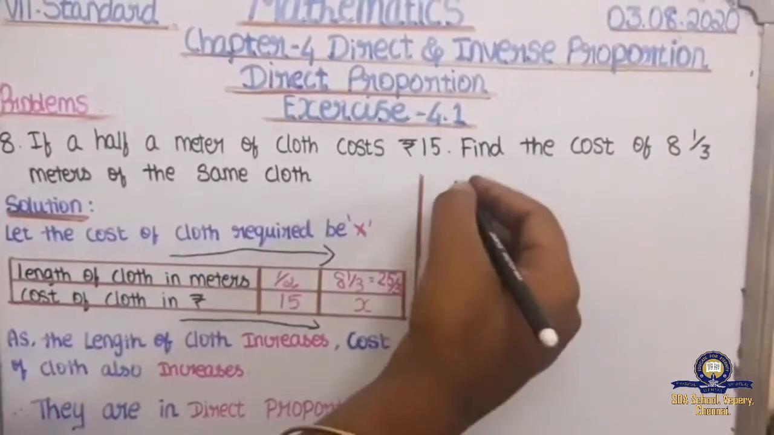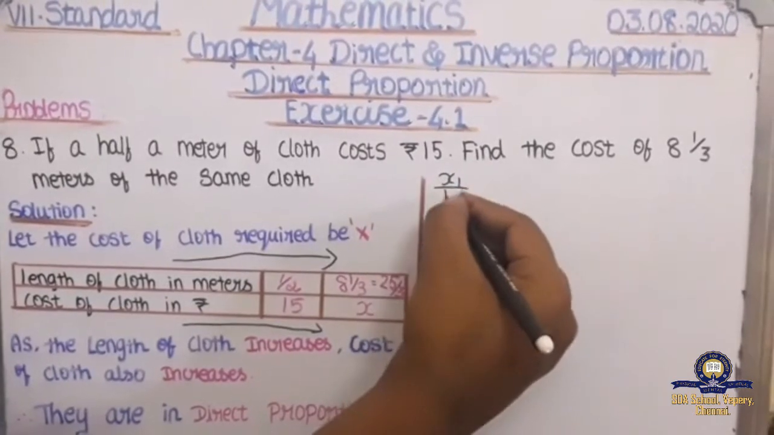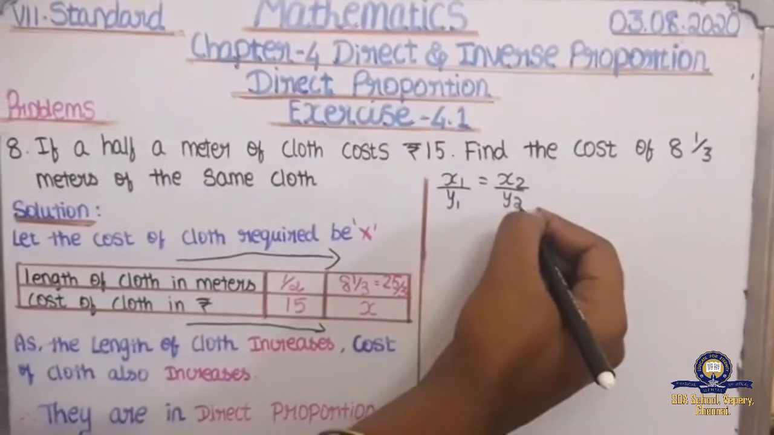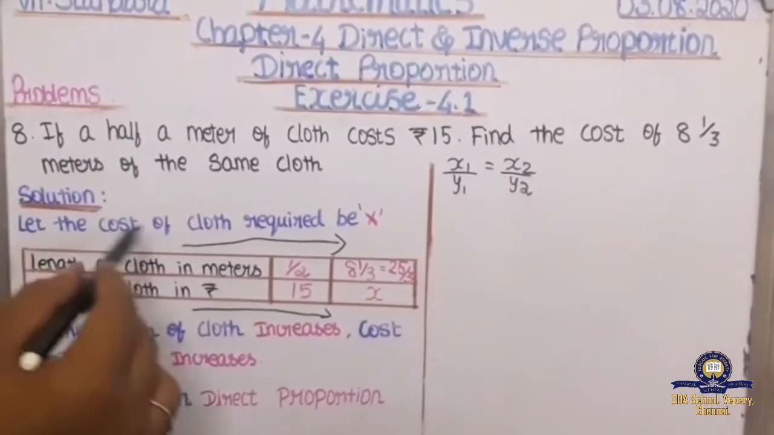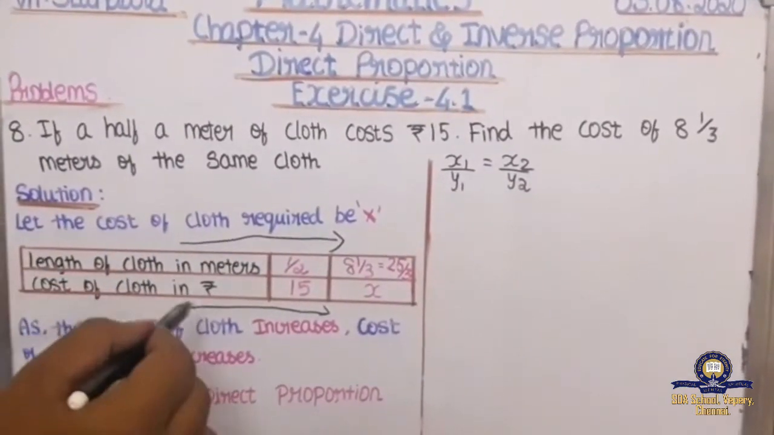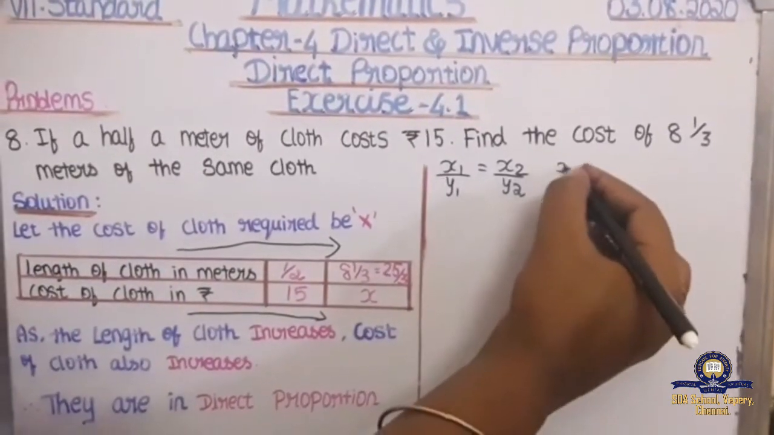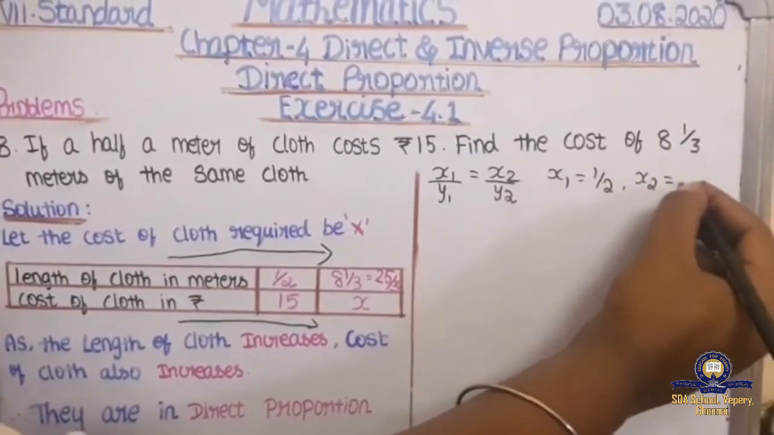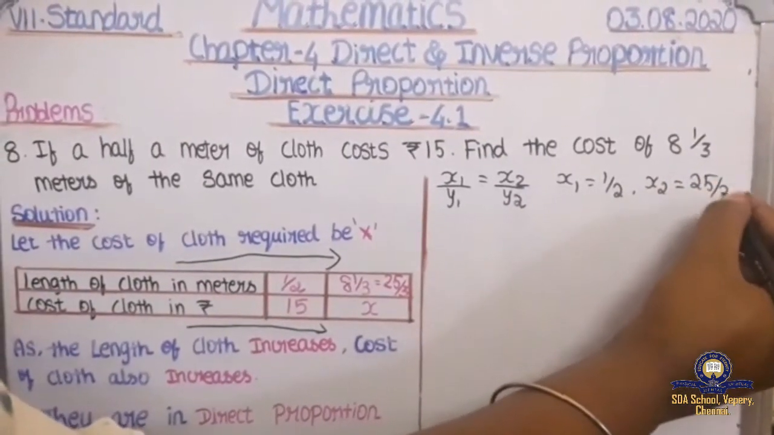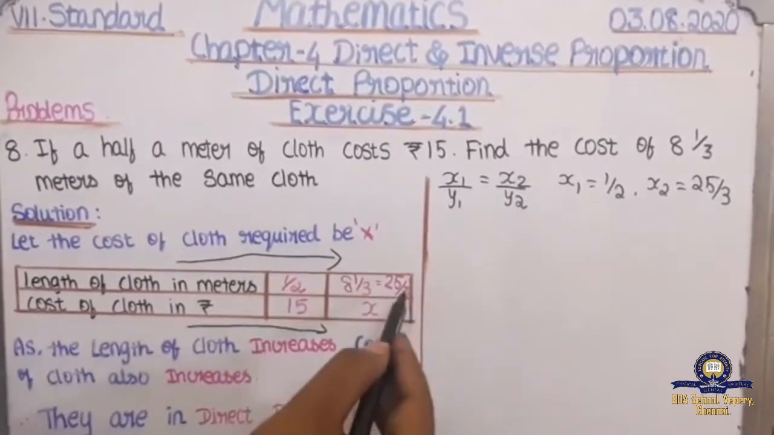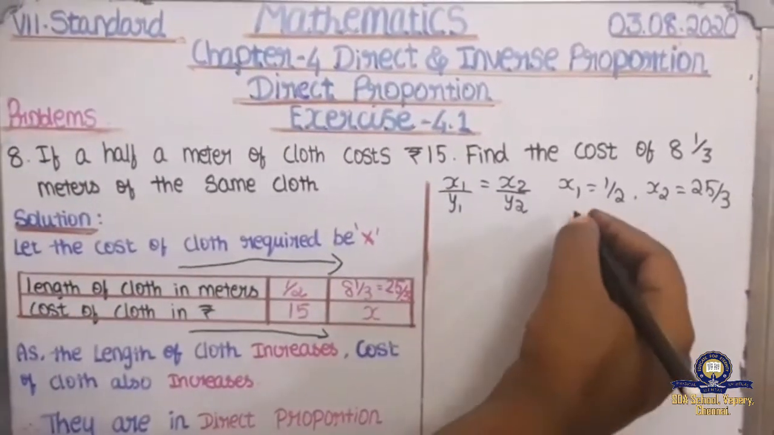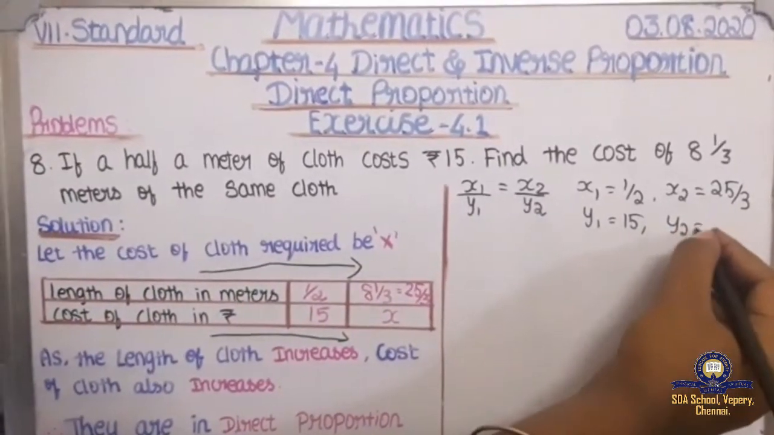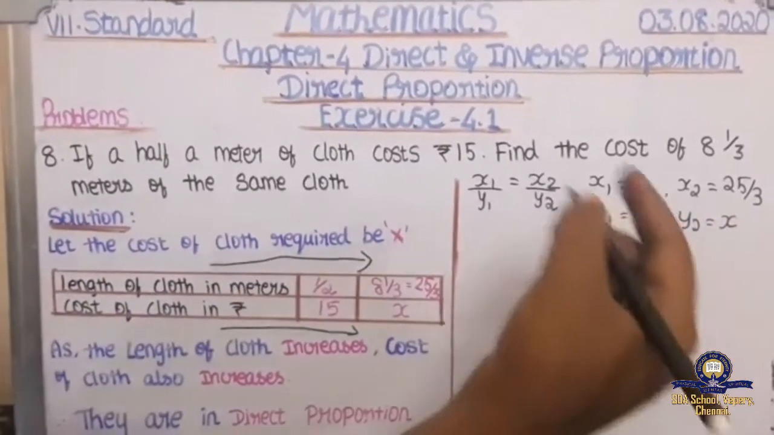As per direct proportion, x1 by y1 is equal to x2 by y2. Here, we take x as the length and y as the cost of the cloth. Therefore, x1 is equal to 1 by 2, x2 is equal to 25 by 3. Here the mixed fraction is converted into an improper fraction, so we get 25 by 3. y1 is equal to 15 and y2 we need to find the value. So it is denoted as x.